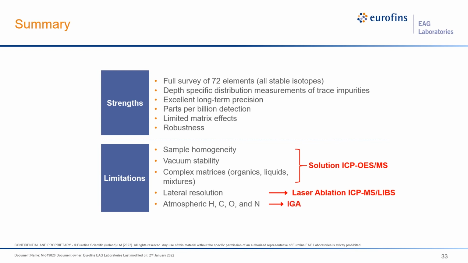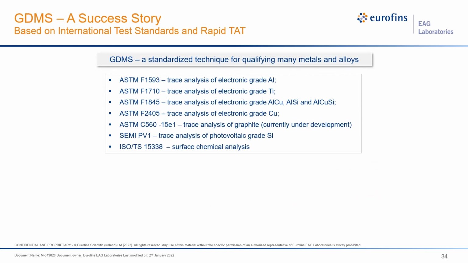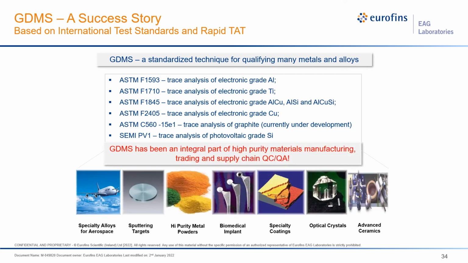Overall, GDMS has been a very successful story in the commercial world for testing and qualifying many metals and alloys. There are multiple testing standards, ASTM methods, and there are more we are developing. It has generally been an integral part of high purity materials manufacturing, trading, supply chain, QC, and QA in special alloys for aerospace, sputtering targets, high purity metal powders, ceramics, specialty coatings, optics, and implants.